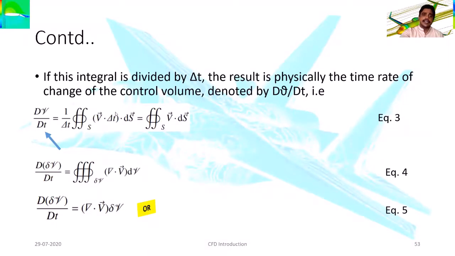Now this is the control surface integral, and in the entire equation we have divided by delta t, that is, the time variation. So the elemental volume is divided by delta t all over equation 2. Then our equation is given as dV by dt is equal to 1 by delta t, surface integral of V dot delta t into ds.